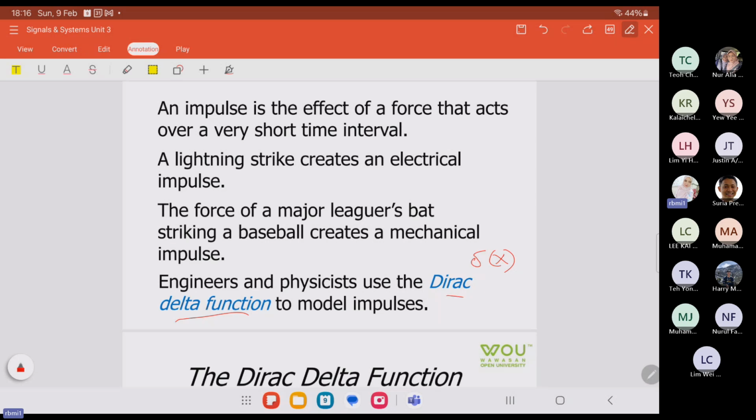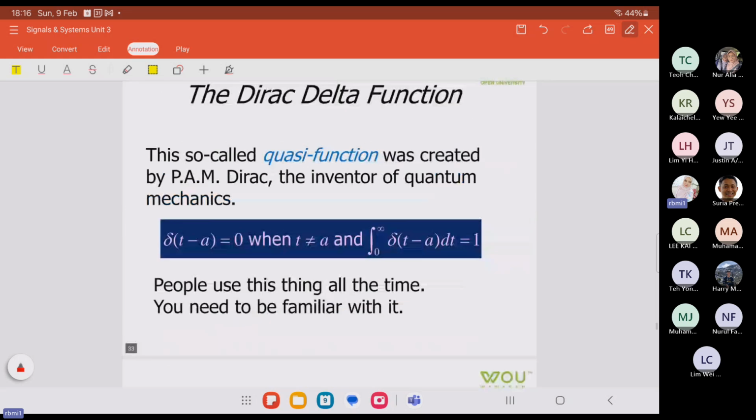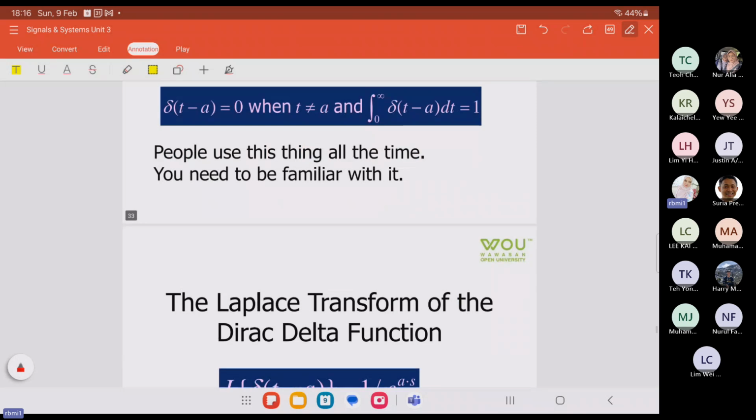It is a mathematical function with special properties used in engineering, physics, and also in signal processing. It is not a conventional function, but rather a generalized function, or a distribution. If we go deeper into the Dirac delta function, we call it a quasi-function. The quasi-function was created by Paul Dirac, the inventor of quantum mechanics. And the properties of the Dirac delta function, we have a few properties.